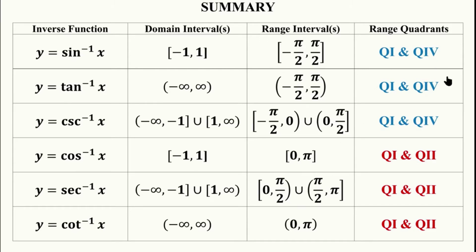So all three of those have outputs in quadrants 1 and 4, and the other three, inverse cosine, inverse secant, and inverse cotangent, will have outputs in quadrants 1 and 2, which we're going to need to remember. Those go from 0 to pi, if you recall.